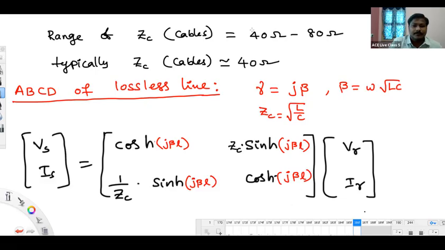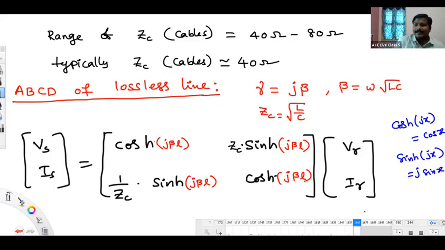So if you have done, I will be asking one very simple question to you. What will be cosh of jβL? Generally, if you have a term like cosh of jx in hyperbolic functions, you can write it as cos x. Sinh of jx, you can write it as j sin x. I think all of you are getting what I am saying.